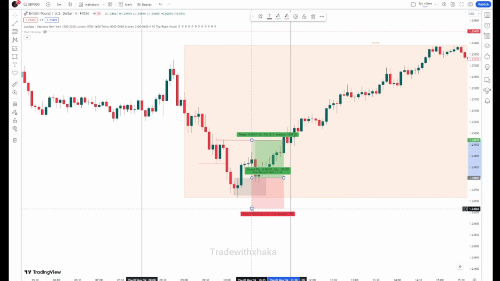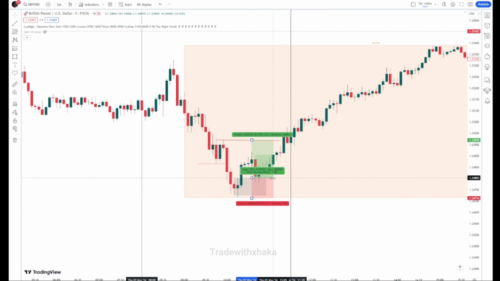Remember, if the setup did not give you 1:2 risk reward, I think you should avoid it. Understand? This is barely 1:2, but I have to take it. This is 1.96 risk to reward. So 4 pips is nothing. So I can take the trade perfectly.